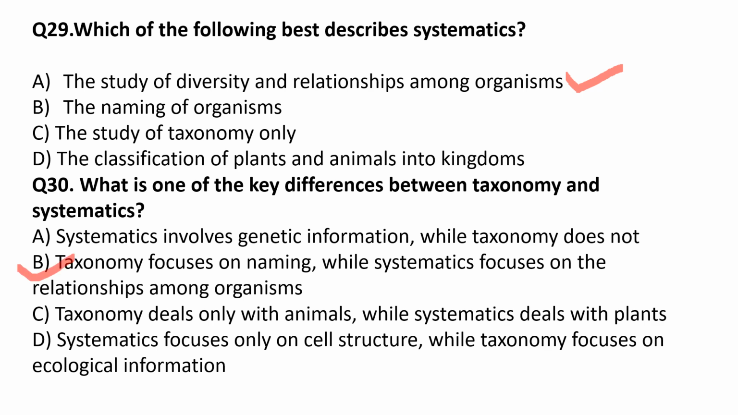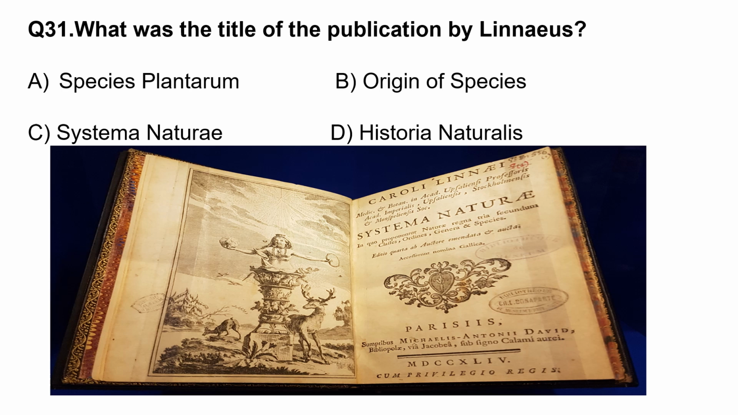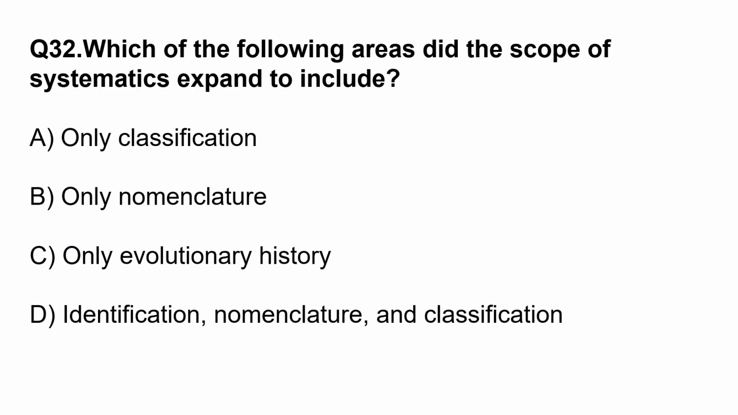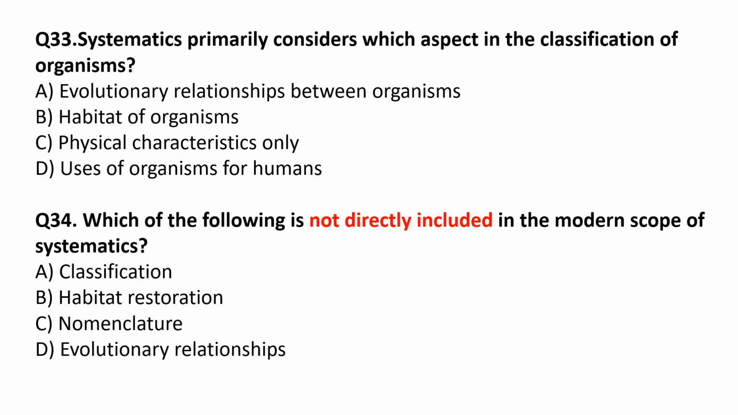Option B is correct. What was the title of the publication by Carl Linnaeus? It is Systema Naturae. This is the book Systema Naturae written by Linnaeus. Which of the following areas did the scope of systematics expand to include identification, nomenclature, and classification? Systematics primarily considers which aspect in the classification of organisms? It is the evolutionary relationship between organisms.